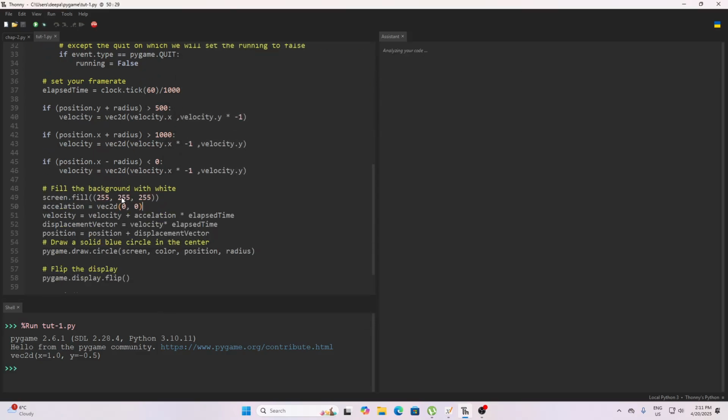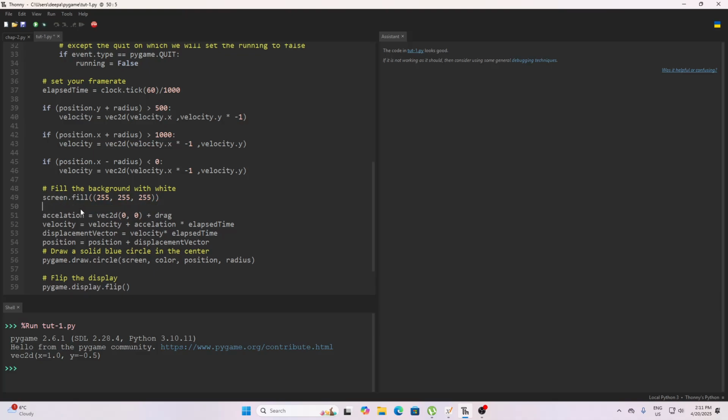Now how do we slow down things? We need some friction in the air. So one of the ways we can do it is to have something called drag. Drag is basically friction in the air. So what will the acceleration look like? The acceleration is going to be 0 plus drag. So how do we calculate drag?